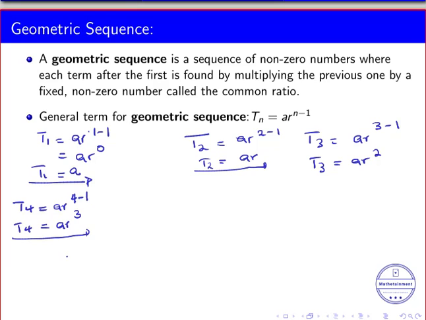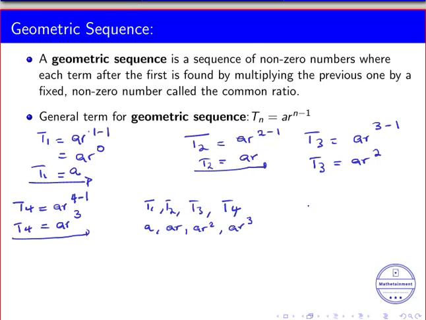Now I have my sequencing. My sequence starts from term number 1 to term number 4: my term number 1 is A, term number 2 is AR, term number 3 is AR squared, and term number 4 is AR to the power of 3.